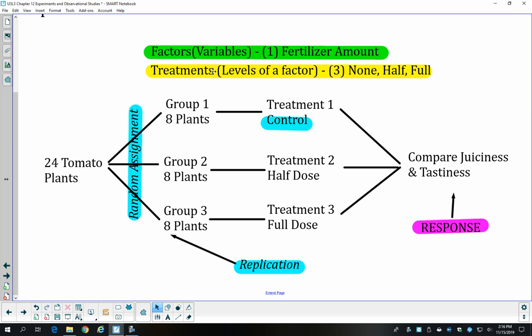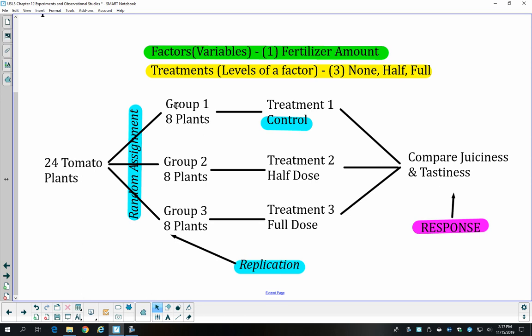We're going to have some tomatoes that we give no fertilizer to, some tomatoes we give half a dose of fertilizer, and some tomatoes that we give a full dose. So we have one variable and three levels, or one factor and three treatments. And so if we had 24 tomato plants, we would randomly assign 8 tomato plants to each of the treatments. So I'll randomly assign 8 plants to the control with no fertilizer, 8 plants to treatment 2, half dose of fertilizer, and 8 plants to treatment 3, a full dose.